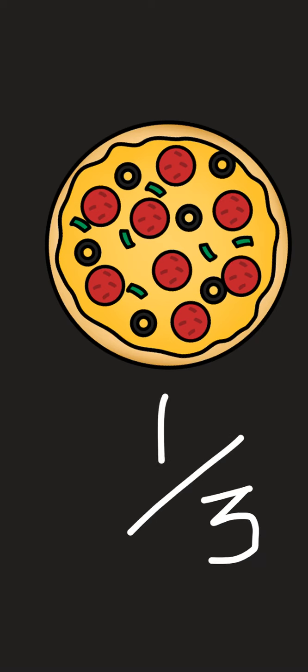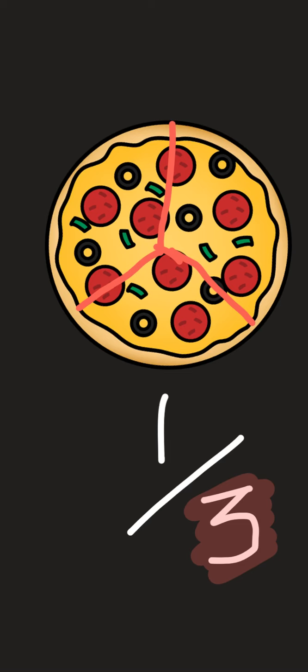So our denominator, our bottom number here, tells us how many parts the whole has been split into. As you can see, that is 3. So we're going to split our whole pizza into 3 equal parts. There's one part, there's another, and there's the other.